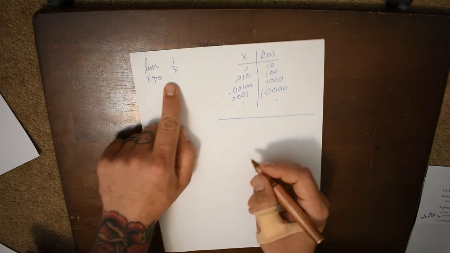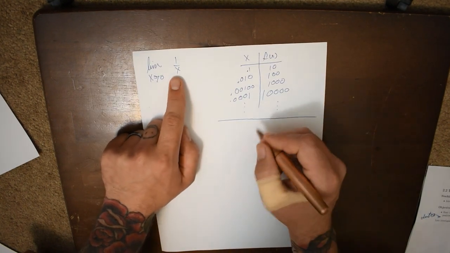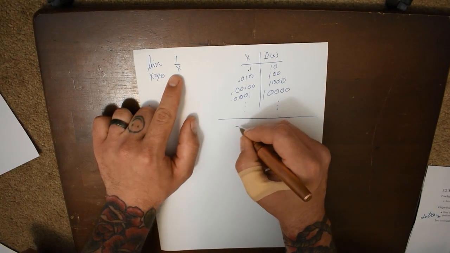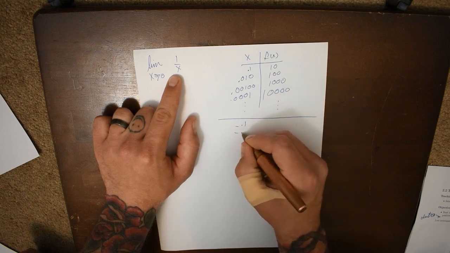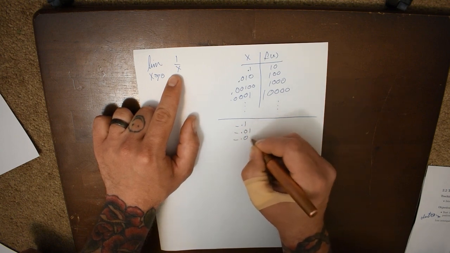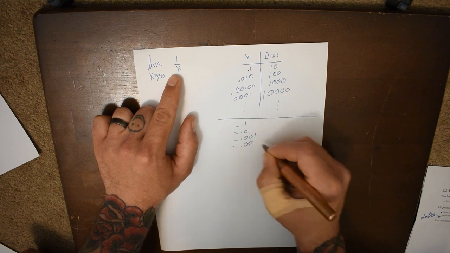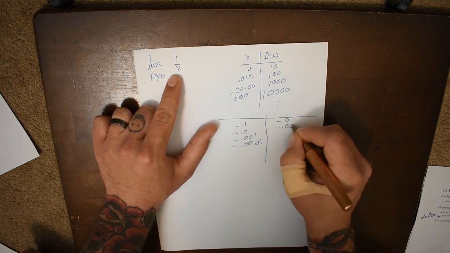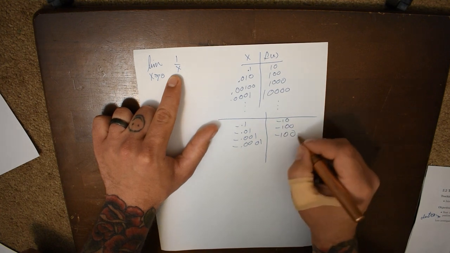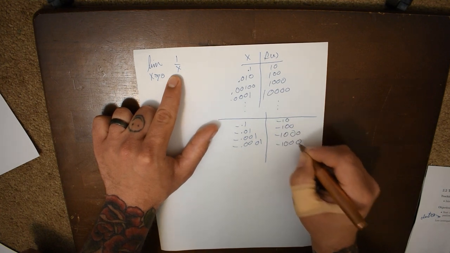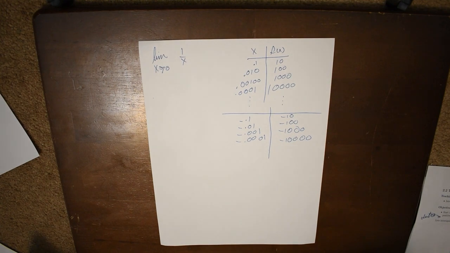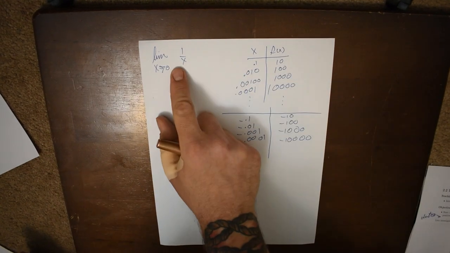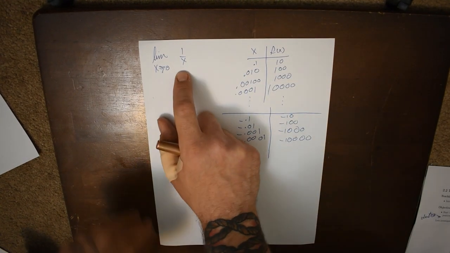But now we're not squaring x. That means we're going to get different values out if we put in a negative 0.1 or a negative 0.01 or a negative 0.001. We're going to get a negative 10, negative 100, negative 1,000, negative 10,000. So, this is going to be an example of a limit that does not exist.